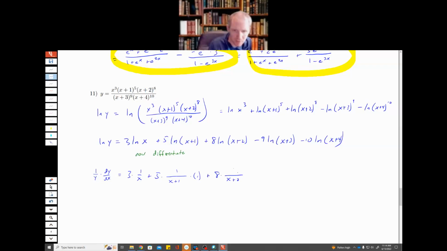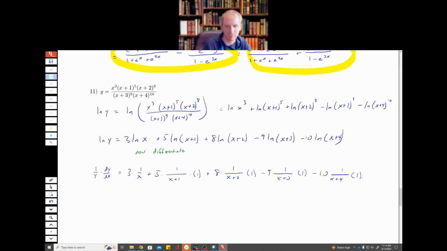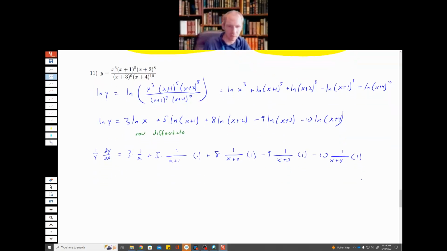Okay, 1 over the inside function times the derivative of the inside function, for each of the remaining terms. Now these are all very simple inside functions. All of their derivatives were just 1, but that may not be the case for every problem. So you want to just keep in mind that if it's anything more complicated than x, you're using the chain rule. Okay, so I multiply both sides by y.